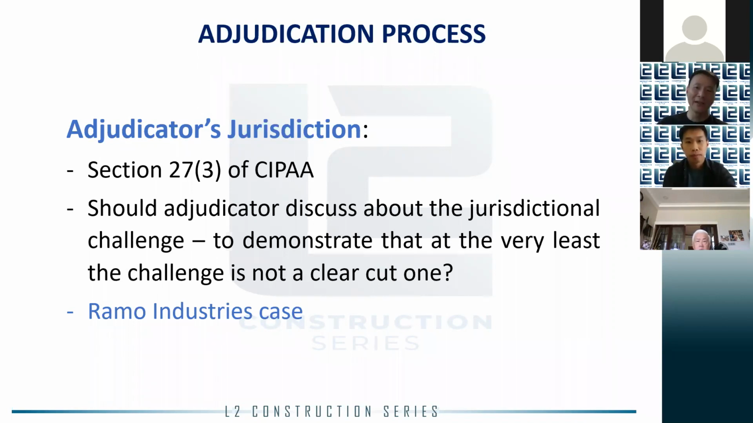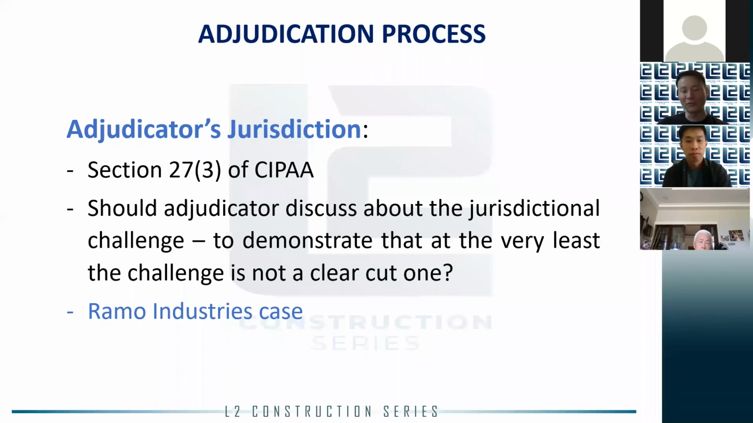It's not wrong, but it's important to note a case called Ramo Industries. It was decided by Justice Lee Swee Sing before he was elevated to become the Court of Appeal judge. It is an interesting case, and I was the adjudicator in that case, and the decision was upheld. What happened is that the party raised an adjudication jurisdiction issue. The contracting parties were Ramo Industries Sdn Bhd and another party in Malaysia. The Malaysian party then launched a CIPAA claim against Ramo Industries Malaysia.